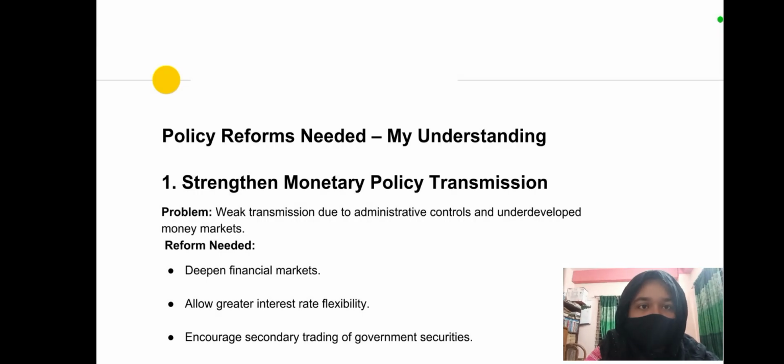Then policy reforms needed by my understanding. 1. Strengthening monetary policy transmission. Here the problem is weak transmission due to administrative controls and underdeveloped money markets. And the reform needed, deepen financial markets, allow greater interest rate flexibility, then encourage secondary trading of government securities.